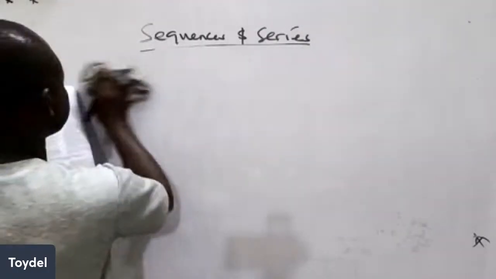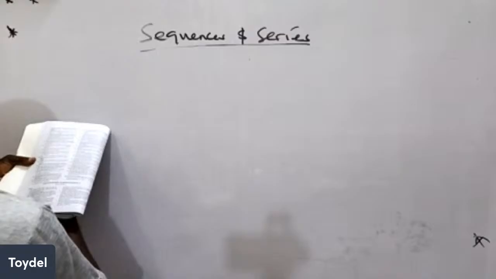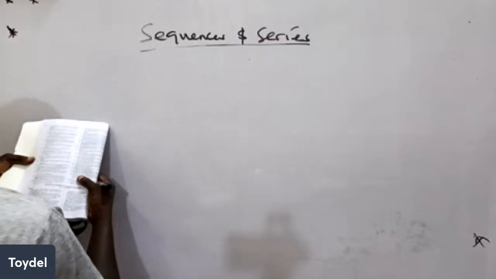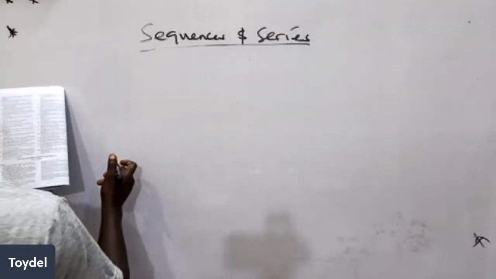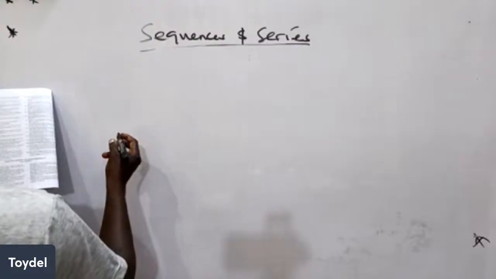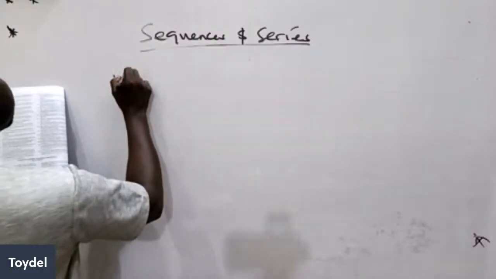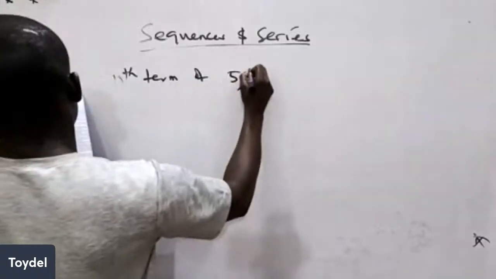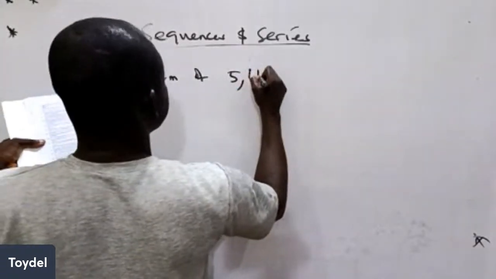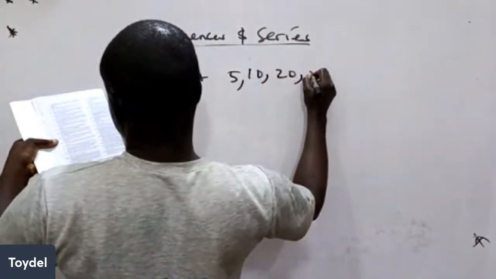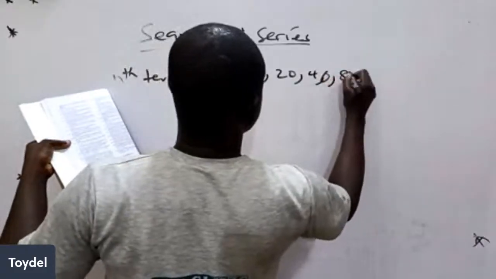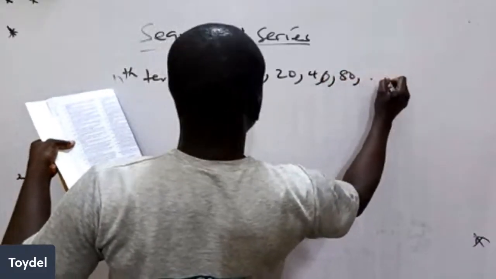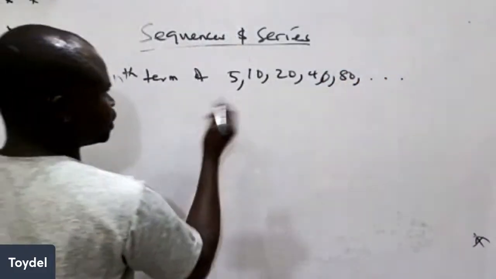I've gotten one question. This question is 2006, question 39. Where we have: find the nth term of the sequence 5, 10, 20, 40, 80, and so on. Okay, this is a GP.